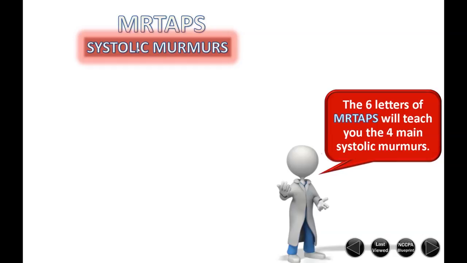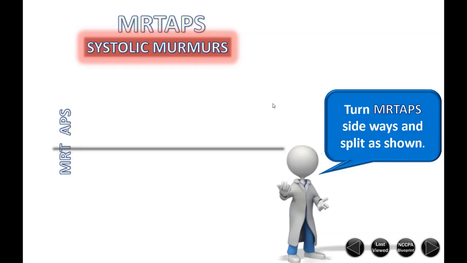So what we're going to do is these are the systolic murmurs, and you're just going to write it sideways like this. You're going to go MRT and APS and put a line right there. What this is going to do is help us figure out the murmurs. So the first thing you need to know is we always read normally from left to right here, so MRT, APS. So since we've turned it sideways, this is our starting point to read.